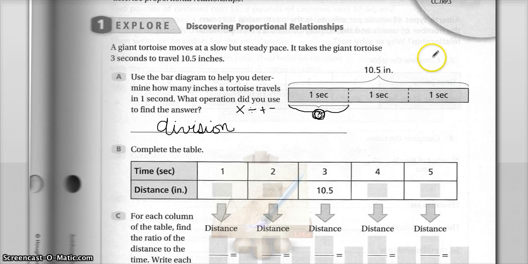So let's go ahead and do that. And then what are we dividing by? Does anybody know? It'll be 10.5 divided by something. Well, they said he went 10.5 in 3 seconds, but we only want to know how far he went in 1. So we need to divide by 3. So 3 goes into 10 3 times. 3 times 3 is 9, minus 1. Bring down your 5. 3 goes into 15 5 times. Bring up your decimal. So 3.5 is our answer. So in 1 second, he went 3.5 inches.